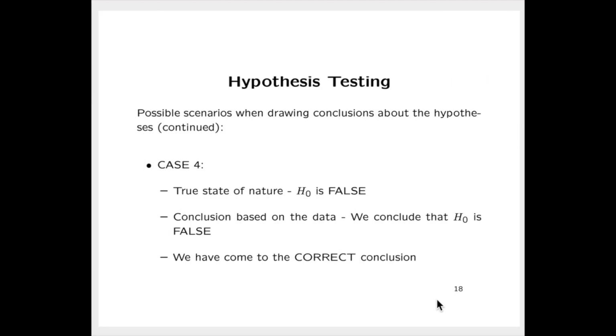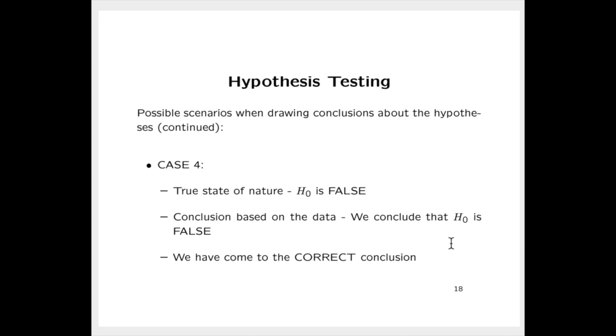And then case 4 is where the true state of nature is that the null hypothesis is false, and based on the data, we conclude that the null hypothesis is false. So if the null hypothesis is in reality false, and we conclude that it's false based on the data, then we have come to the correct conclusion. All right, so that's a good thing.